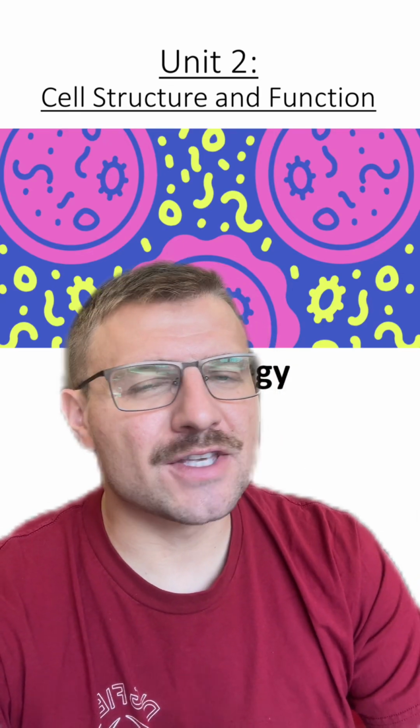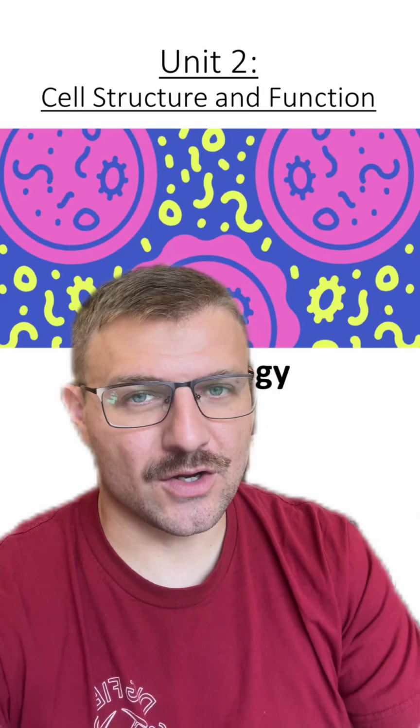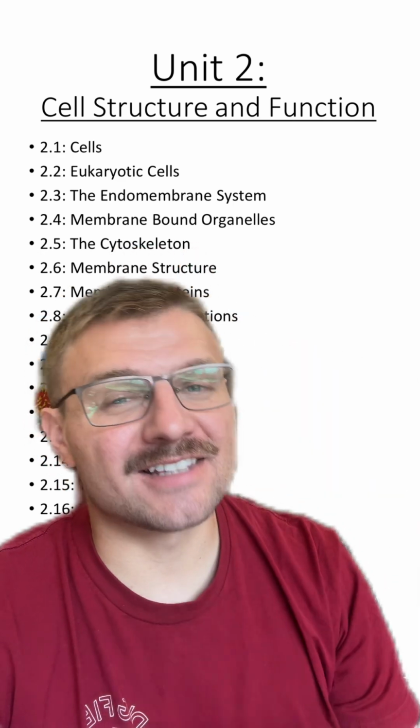Hello AP Biology students, let's go over the fifth section of Unit 2. And in this section, we're going to go over something called the cytoskeleton.